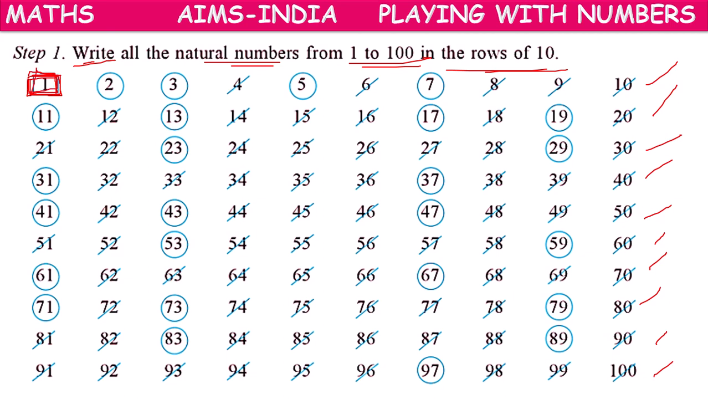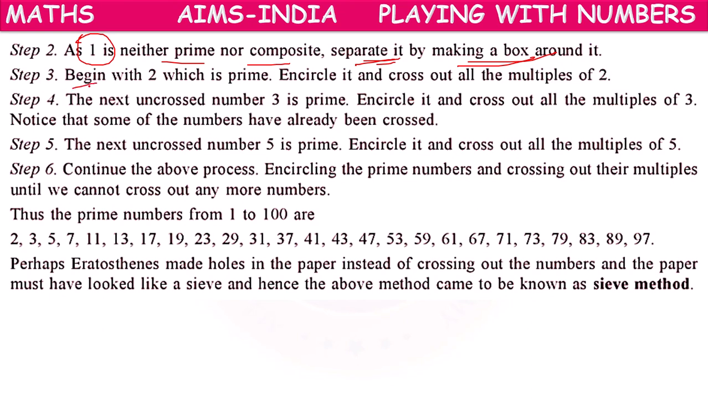Next, step 3. Begin with 2, which is a prime, encircle it and cross out all the multiples of 2. Because 2 is a prime number, we have to keep it in a circle, and we have to cross out all the multiples of 2. Suppose 4 is a multiple of 2, 6 is a multiple of 2, 8 is a multiple of 2.